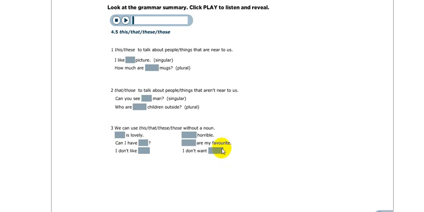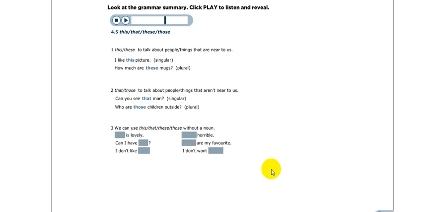4.5. This, that, these, those. We use this and these to talk about people or things that are near to us. I like this picture. How much are these mugs? We use that and those to talk about people or things that aren't near to us. Can you see that man? Who are those children outside?